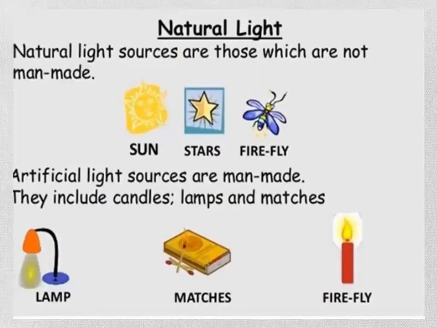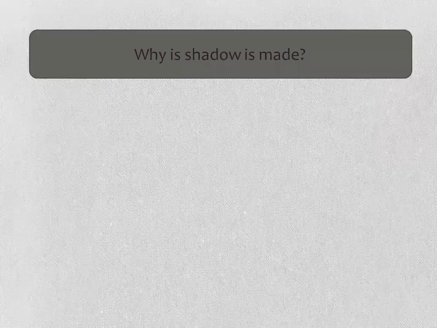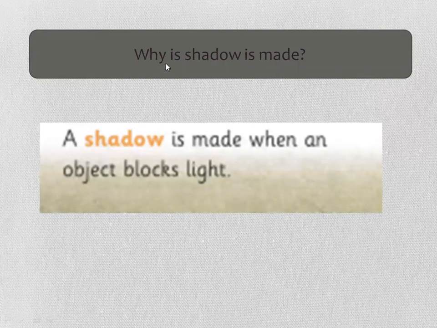In light, we have discussed two types: natural light and artificial light. What is natural light? Light that is from nature. Allah made them. And what is artificial light? Man-made. People made these light sources. Natural sources are those which are not man-made, like the sun, stars, and fireflies. And man-made ones are lamps and matches.